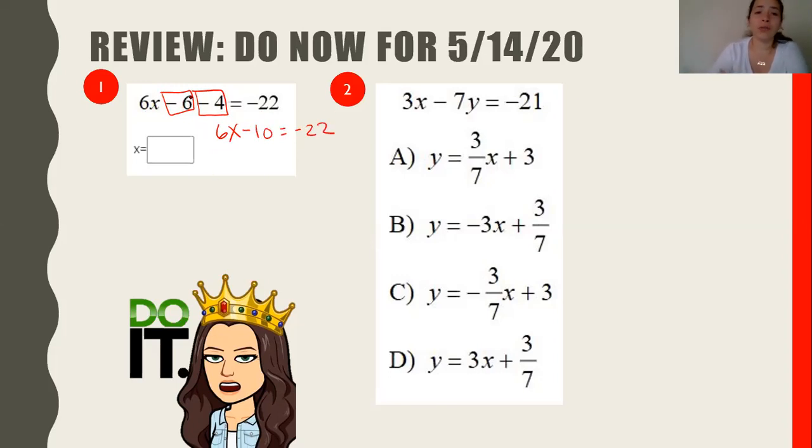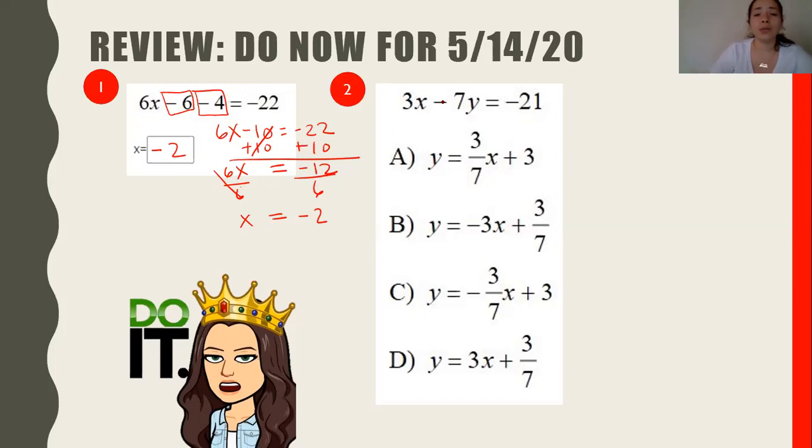This is where I use what I've learned throughout the semester, where you solve for x. But first, I have to get rid of this minus 10, so I add 10 to each side. That leaves me with 6x is equal to negative 22 plus 10, which is negative 12. And then x is still not by itself, so I divide each side by 6. Whatever I do to one side, I do to the other side, and that leaves me with x is equal to negative 2. The x is equal to is already there, so I just put negative 2.